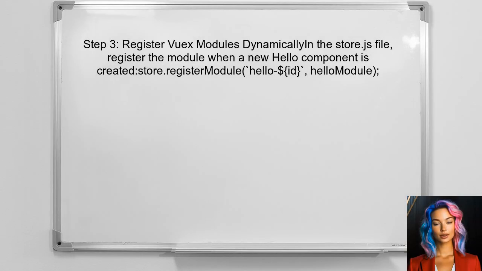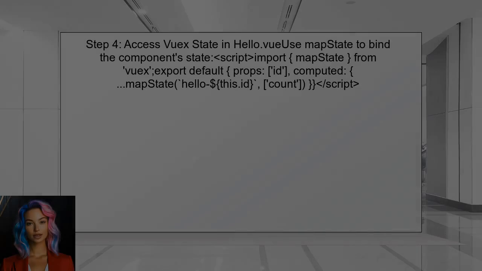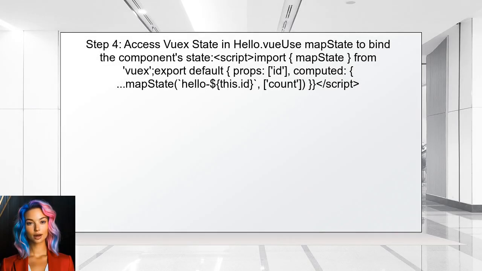Now the user needs to register these modules in the Vuex store. This can be done dynamically when a new Hello component is created. Finally, the user should ensure that the Hello component correctly accesses its own Vuex state. This means using the mapState helper to bind the component state to its props.